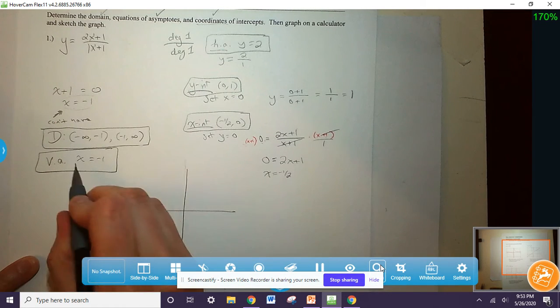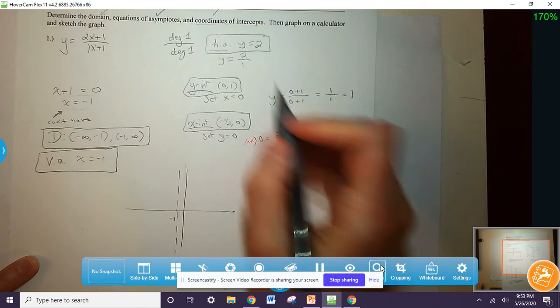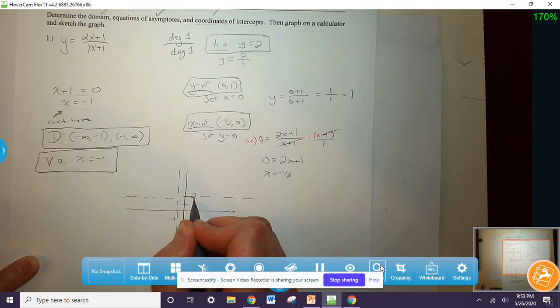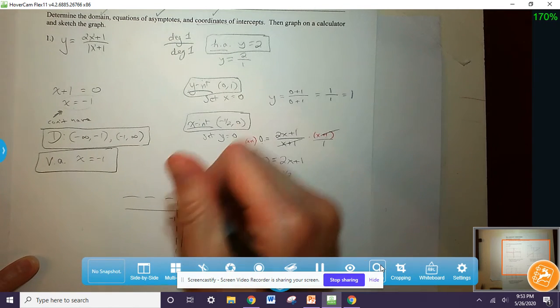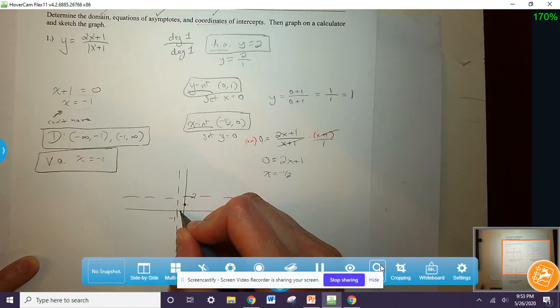There's a vertical asymptote at -1. And there's a horizontal asymptote at y equals 2. There's a y-intercept at (0, 1). And there's an x-intercept at (-1/2, 0). So that's kind of what I know about this graph so far.